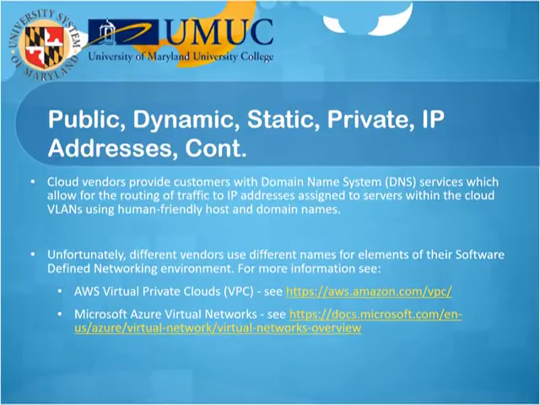Cloud vendors provide customers with domain name system or DNS services, which allow for the routing of traffic to IP addresses assigned to servers within the cloud VLANs using human-friendly host and domain names. Unfortunately, different vendors use different names for elements of their software-defined networking environment. For more information, see Amazon Web Services Virtual Private Clouds, or VPCs, and Microsoft Azure Virtual Networks. See the enclosed links for more information.